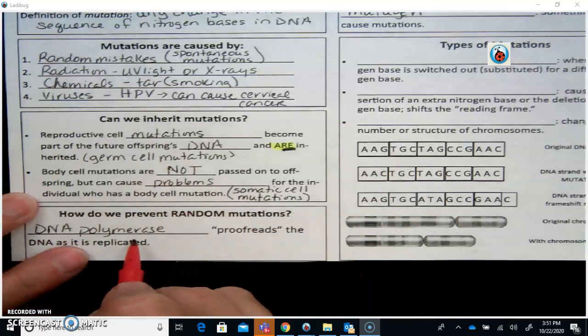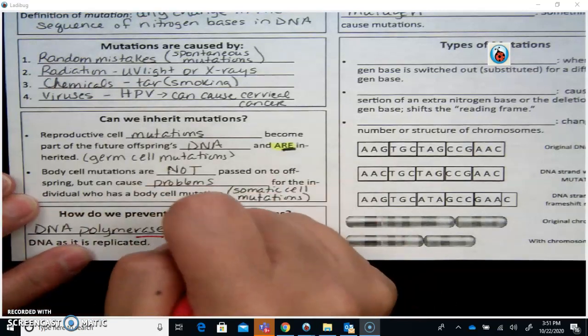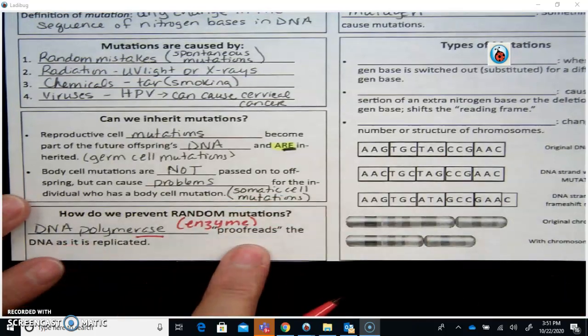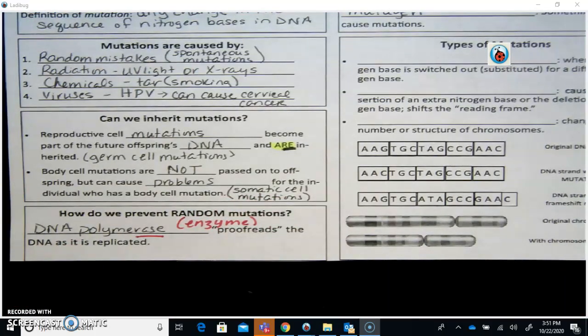It ends in ASE. Remember, enzymes end in ASE. It is an enzyme that will proofread the DNA, and it will actually correct the problem. If it sees that there's a wrong nitrogen base, it can cut out the nitrogen base and insert the correct one. So it can proofread and correct mistakes in the DNA. Sometimes it can't catch all of them, but it can catch a lot.